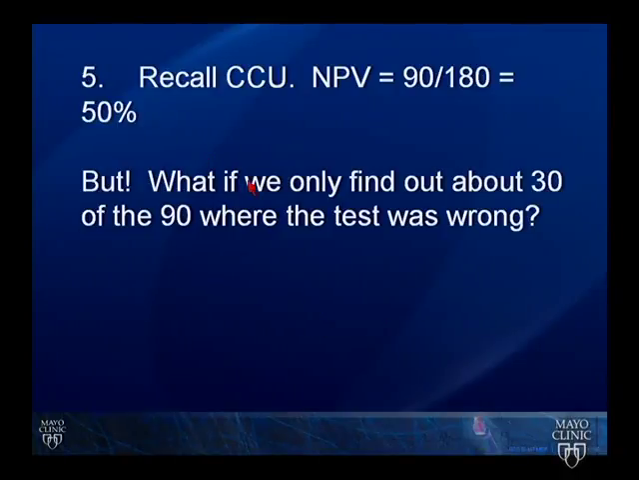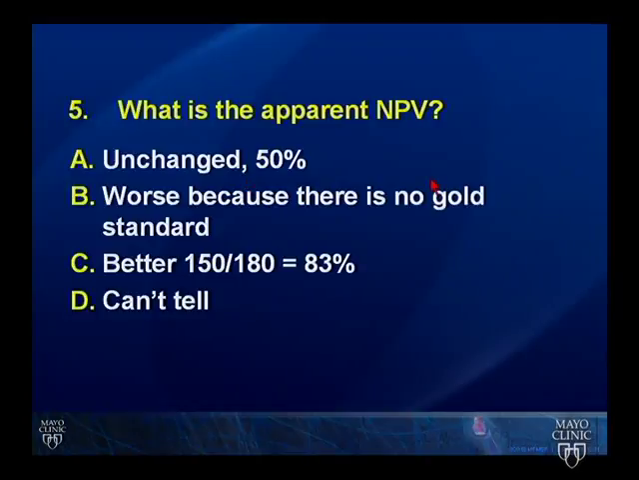So then my question is, what is the apparent negative predictive value? A, unchanged at 50%. B, it's worse because there's no gold standard here yet. C, the apparent negative predictive value looks better than the real negative predictive value. It's 150 over 180, which is 83%. Or D, I can't tell.